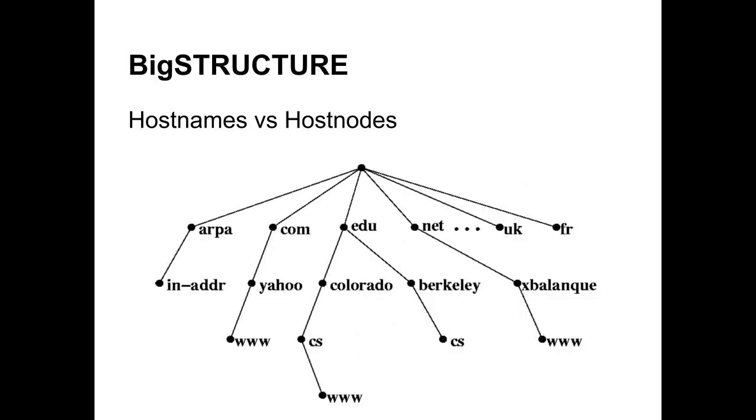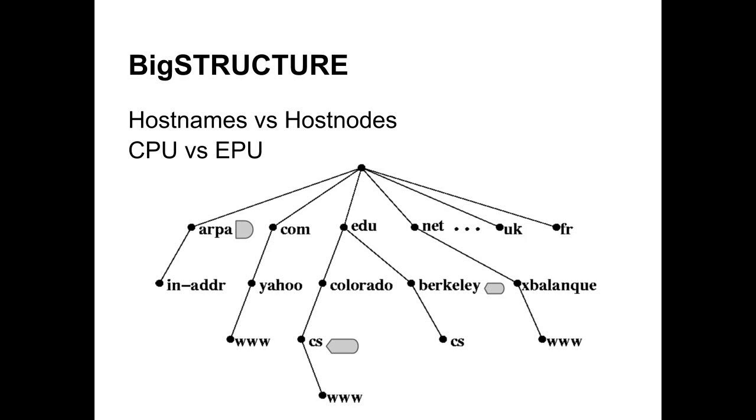With BigSTRUCTURE, you have host nodes instead of host names, and you program for hosts. So much like programming for a cluster or programming in a distributed manner, you program for an enormous amount of host nodes, which may or may not be necessarily physical machines. For this, we have what we call the EPUs, or ephemeral processing units.